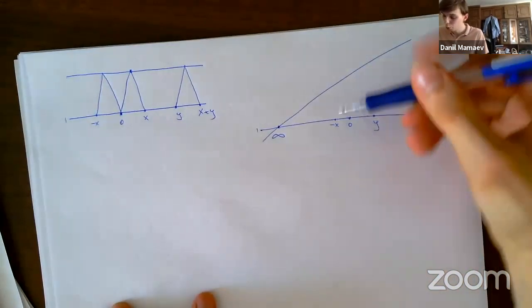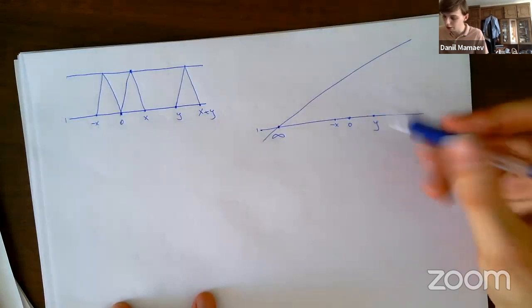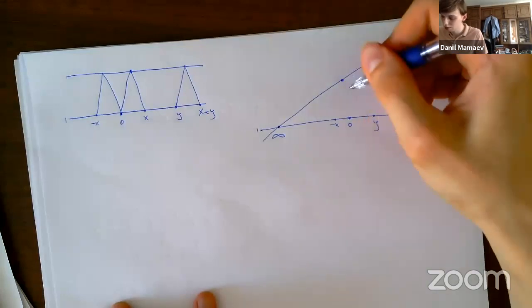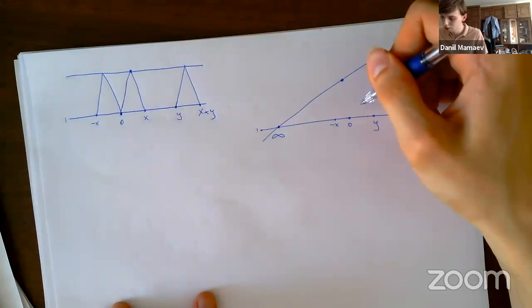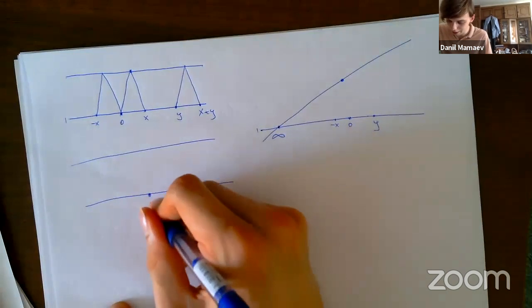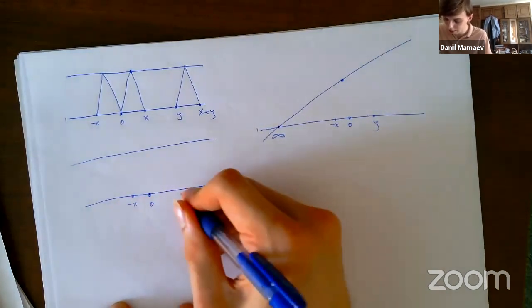What did we do? We chose a point on this line. Okay, let me draw another picture. Sorry. Okay, we have only 0, minus x, and y.